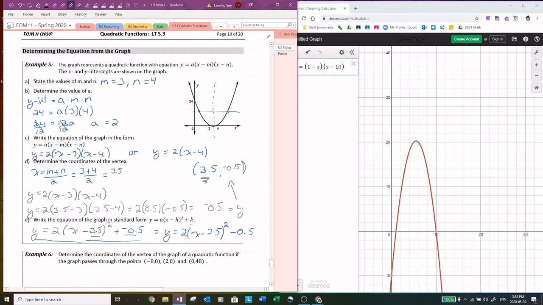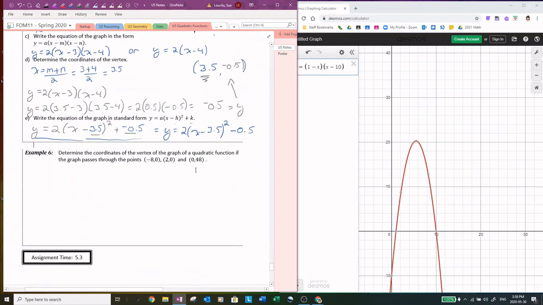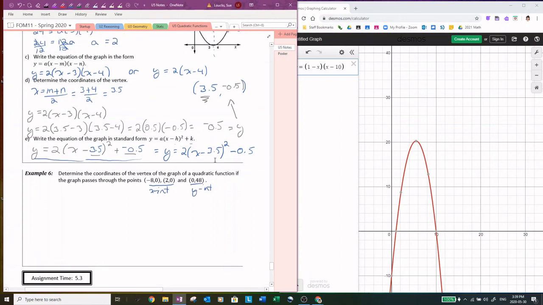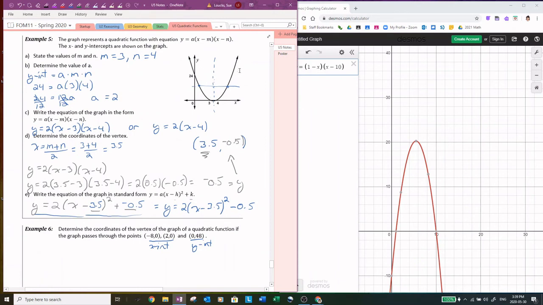All right. Okay, example 6. Determine the coordinates of the vertex of a quadratic function if the graph passes through points (-8, 0), (2, 0), and (0, 48). So these are not random points. These two are the x-intercepts, and this one is the y-intercept. So that's exactly the information that we had for this graph up here.